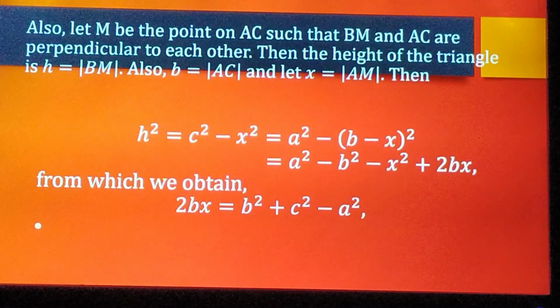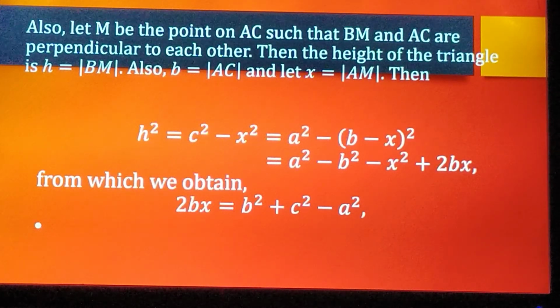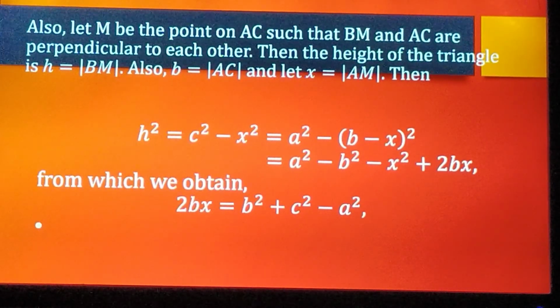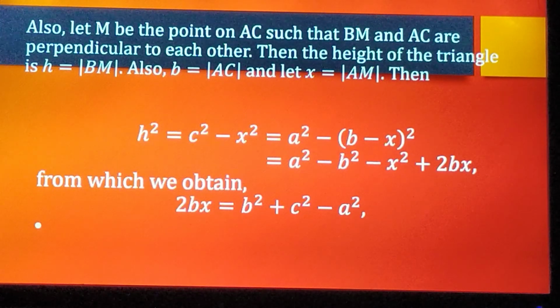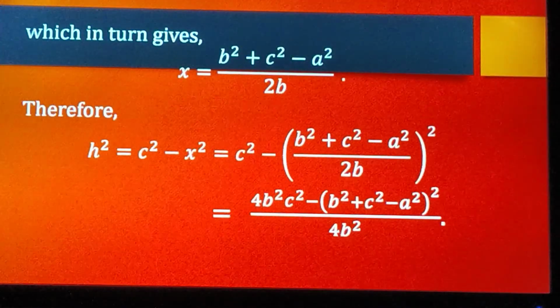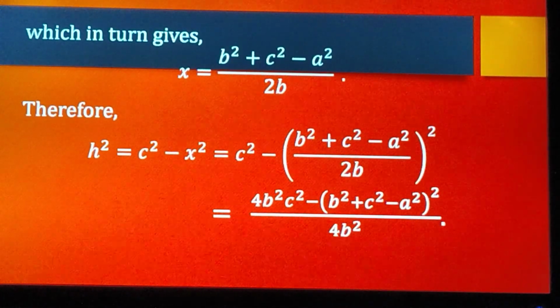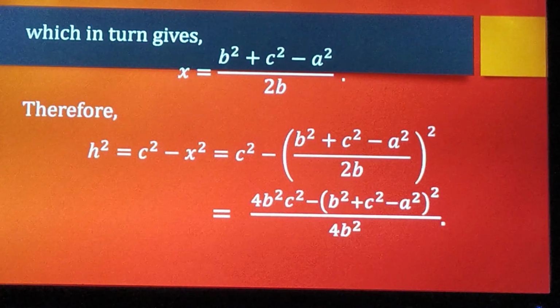And so, using the Pythagorean theorem, on the left side we have h squared is equal to c squared minus x squared, while on the right side we have a squared minus the square of b minus x. Solving for 2bx, we have 2bx is equal to b squared plus c squared minus a squared, which in turn gives x equals b squared plus c squared minus a squared over 2b.